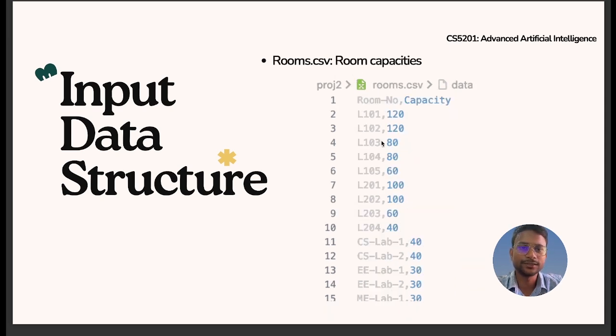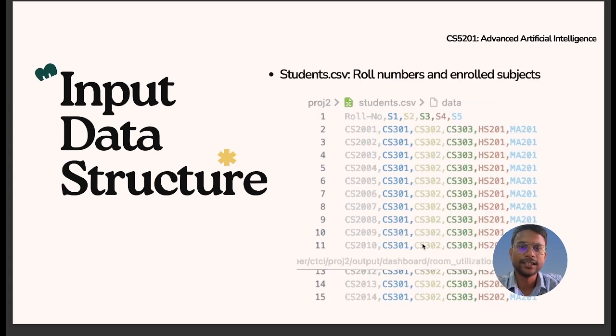For rooms.csv, for room capacity, it is like a room number, then capacity. L101 has 120 students, CS lab 1 has 40 students. The students.csv has roll numbers and enrolled subjects. For example, a student with the roll number CS2001 has subjects CS301, CS302, CS303, HS201, and MA201.